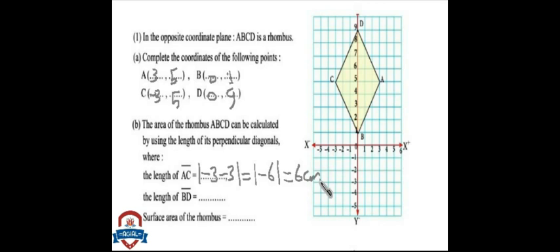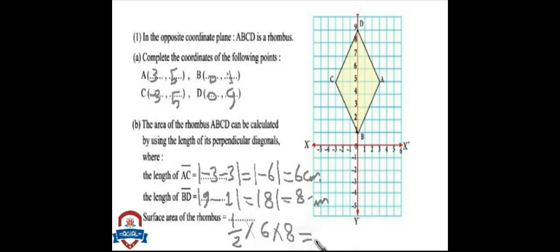By the same way, the length of line segment BD equals 9 minus 1 equals the absolute value of 8, and the absolute value of 8 equals 8. The area of the rhombus by its perpendicular diagonals equals half times 6 times 8 equals 24 square centimeters.